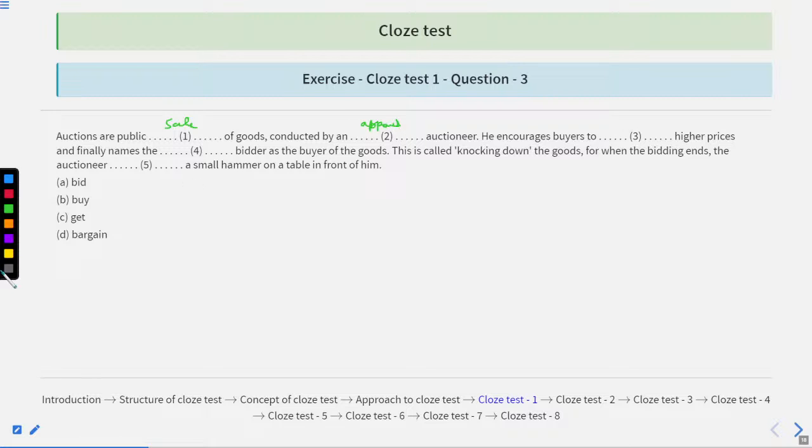Let us look at other words in turn given this information. He encourages buyers to dash higher prices and finally names the dash. So, which particular word will fit in here? Is it bid? Is it buy? Is it get? Or is it bargain? Which one of four choices, A, B, C, or D, is the correct one? Please try to answer. And then we will look at the correct answer.